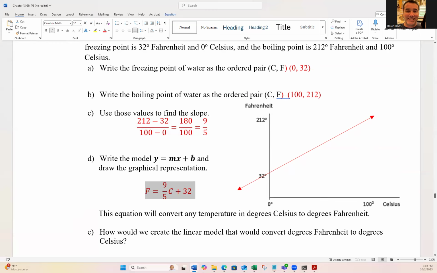And then the intercept, as you can see here, is 32. So the y-intercept is 32. So we found our slope, 9/5. That's the m. That becomes 9/5. And then the y-intercept becomes 32. So this is how you would convert Celsius to Fahrenheit. You would plug in whatever degree Celsius here, run it through your calculator, and it outputs temperature in Fahrenheit.